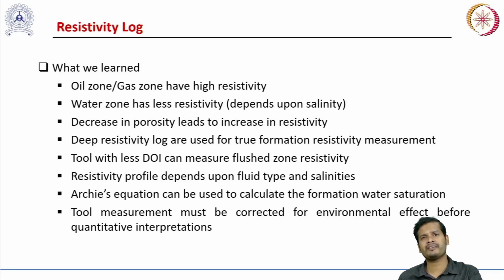Also, we have discussed that a decrease in porosity can lead to an increase in the resistivity of the rock, because less porosity means less pore volume, that means less formation water, that means we will have fewer salt ions to conduct the electricity, that will lead to a decrease in the conductivity of the formation. It will also lead to an increase in the tortuosity of the rock, so current has to travel a longer distance in order to flow. Then we have discussed different types of tools.